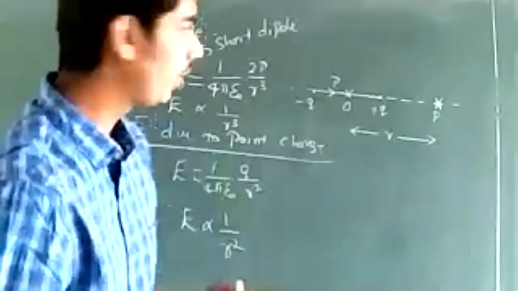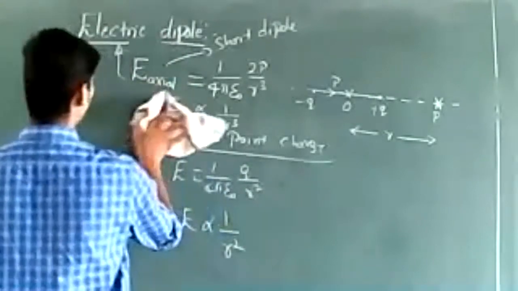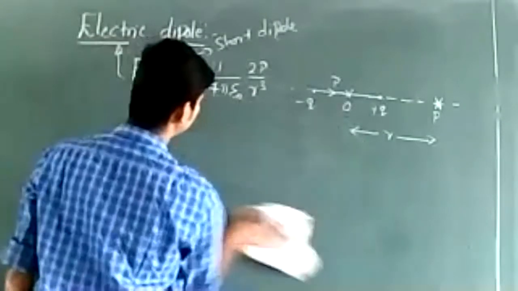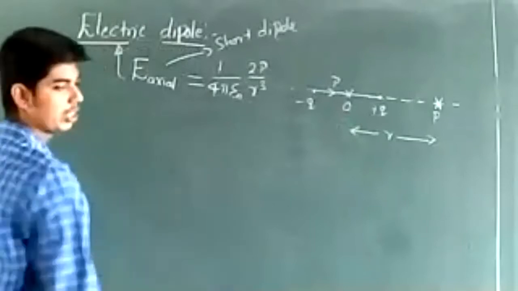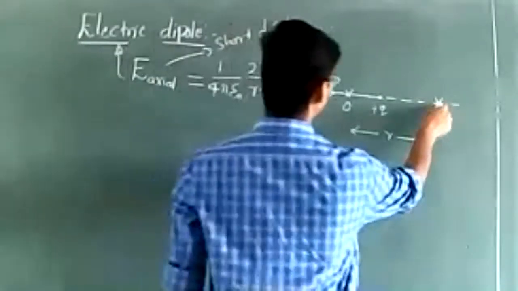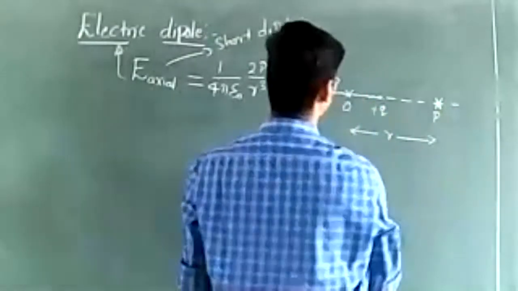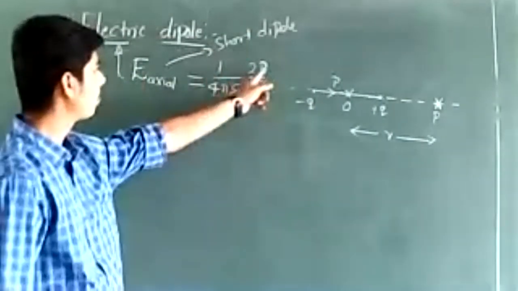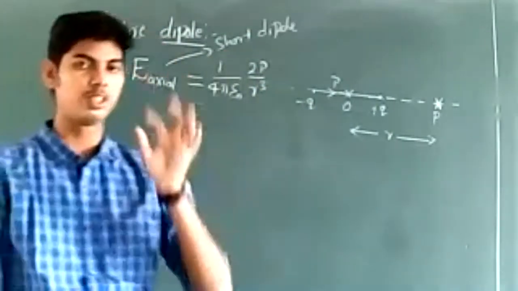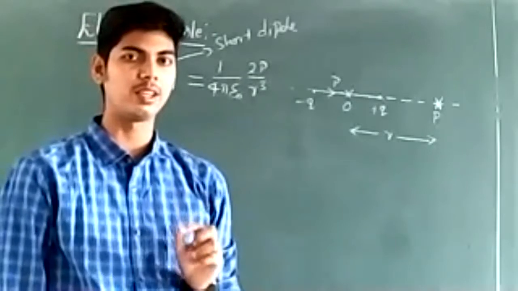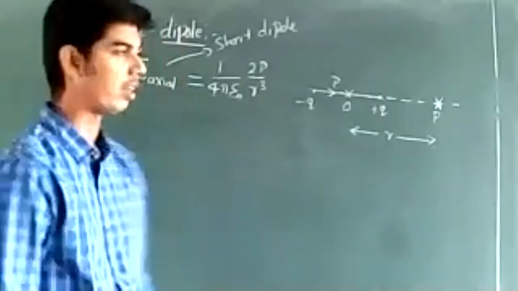So remember this equation: electric field due to a dipole at a point on its axis, which is at a distance r from its center, is 1 by 4 pi epsilon naught 2p divided by r cube. This is the electric field produced by an electric dipole at a point on its axial line.